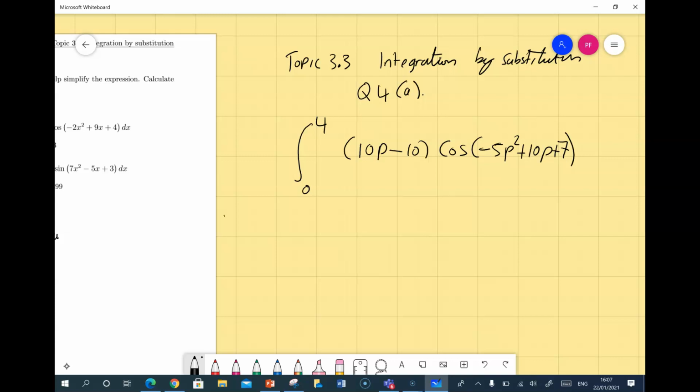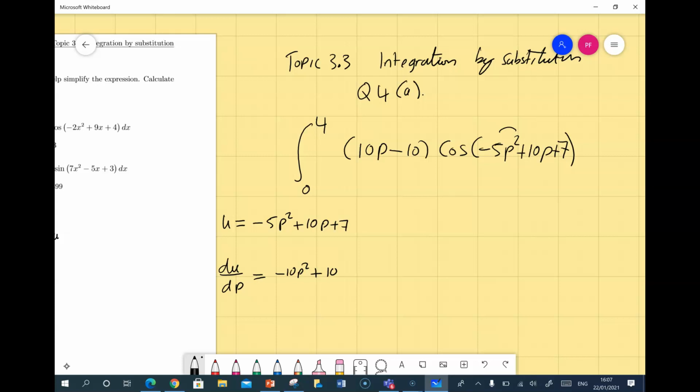Okay, so first step, pick a u that will differentiate to something else inside. I know that minus 5p squared will differentiate to minus 10p, which is quite close to what I have here. So let's just start with minus 5p squared plus 10p plus 7 being u. And then next step, differentiate to get du/dp. It's minus 10p plus 10.